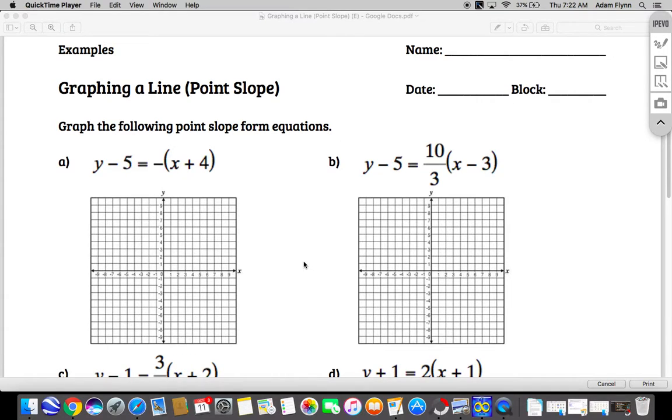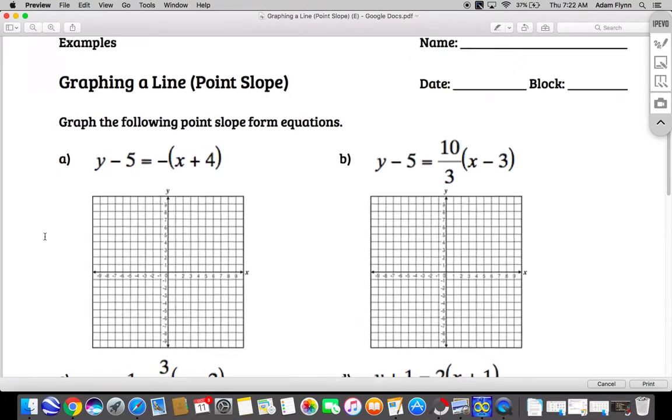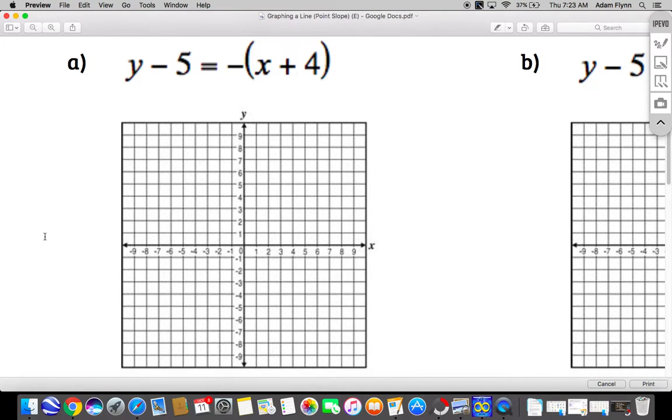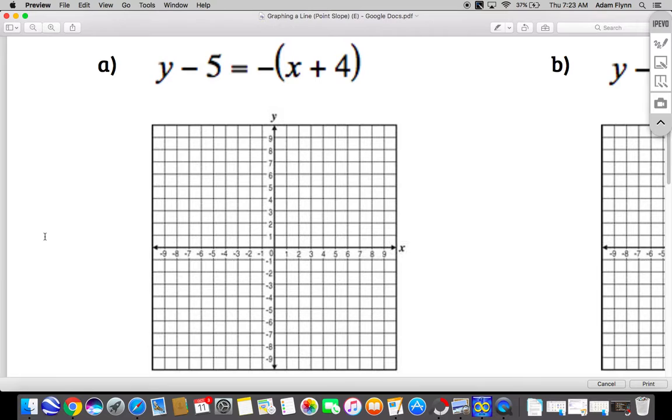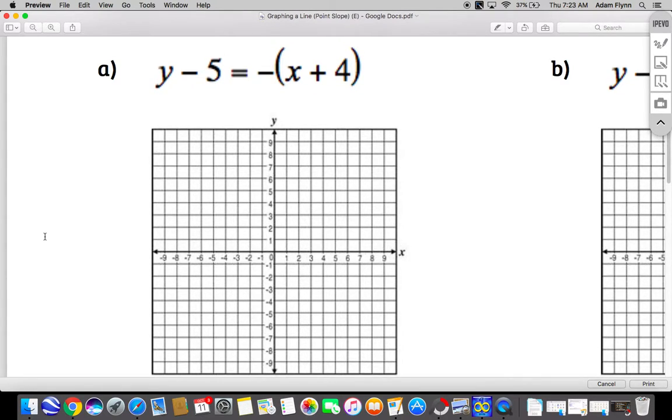This is the example video for graphing a line in point slope form. So you should have this sheet in front of you. And I'll zoom in. If you need extra space, because we will be manipulating these equations a little bit, please take this opportunity to pause the video and grab a scrap piece of paper.